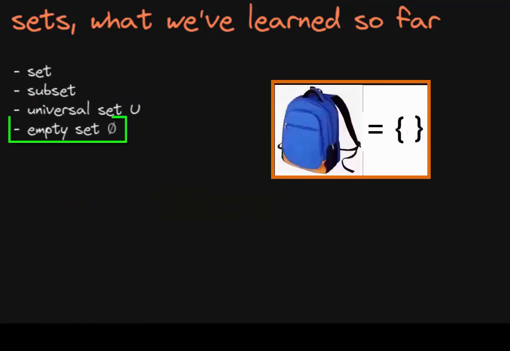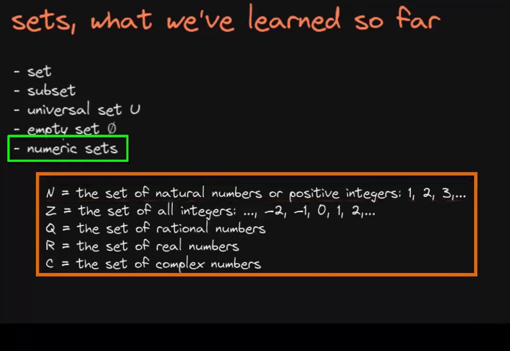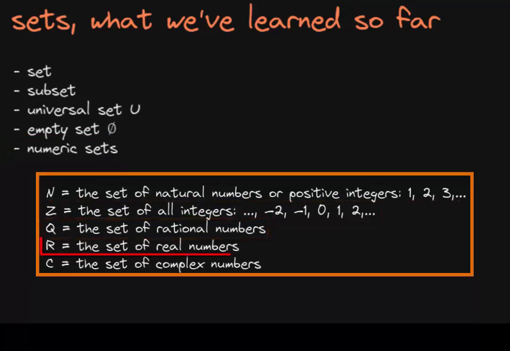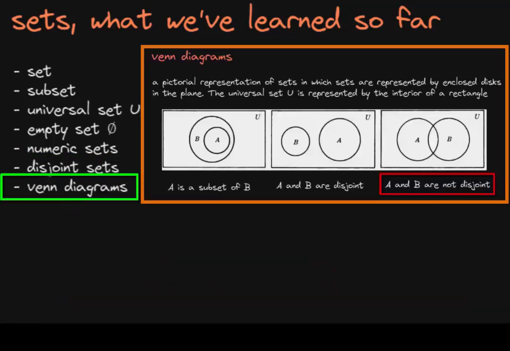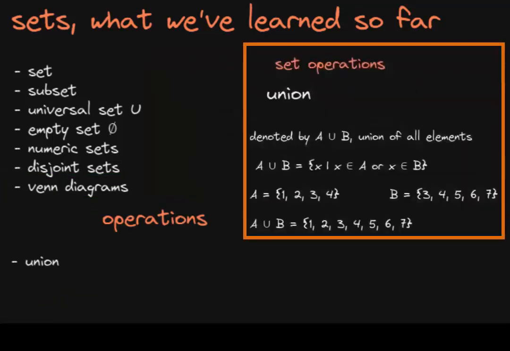The empty set is a subset of every set and, depending on the situation, can be counted. The numeric sets are the naturals, integers, rationals, irrationals, and the real numbers. If two sets don't have common elements, they are said to be disjoint, and the Venn diagrams represent the universal set in a box. The set operations will give a set as a result.